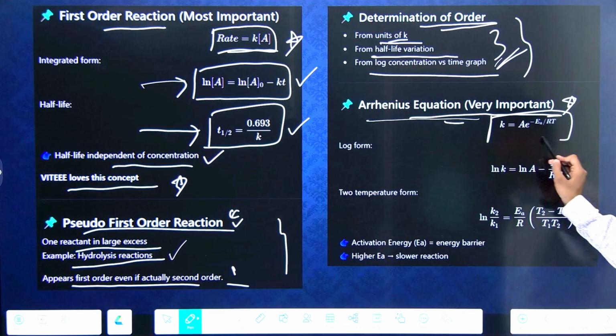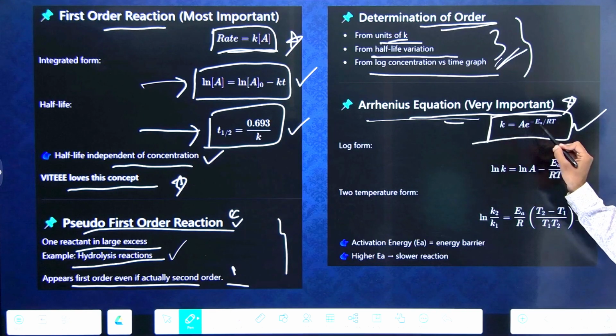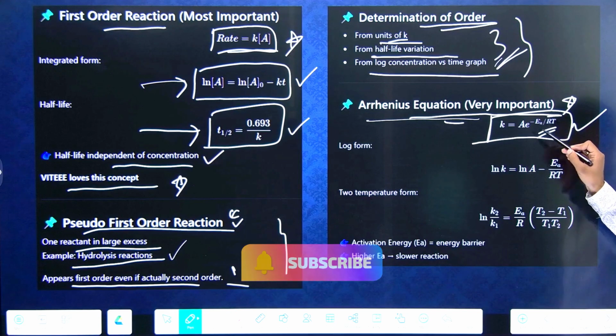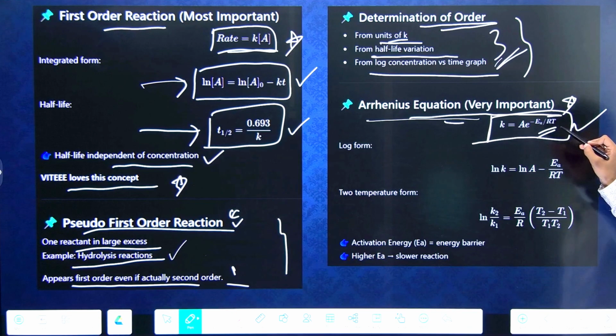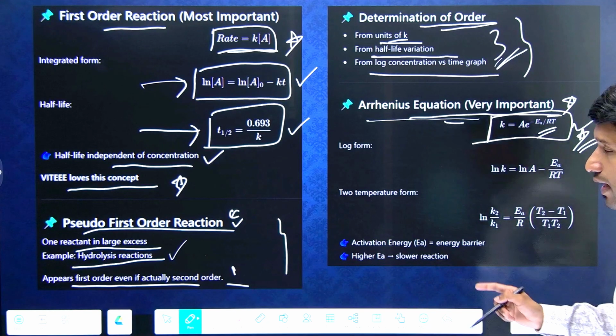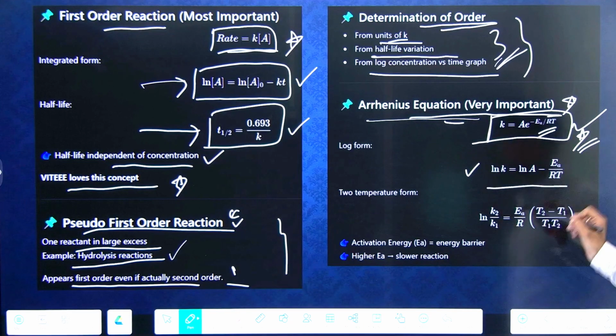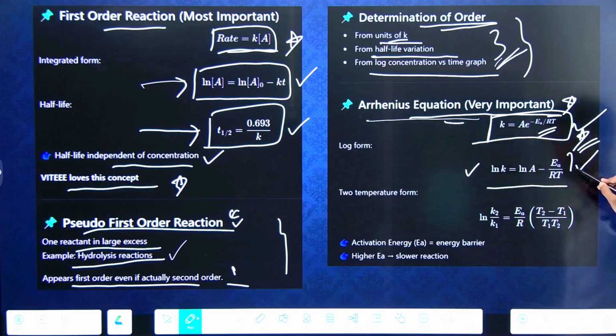This is represented using this equation: K equals A into e to the power, this is the exponential form, so A into e to the power minus Ea upon RT. Very important. Just write it down in your notebook and learn it by heart. What is the log form? ln K equals ln A minus Ea upon RT. So this formula is also very relevant.